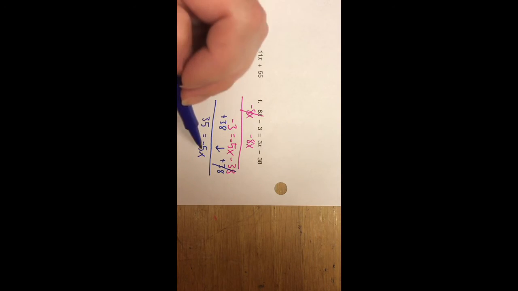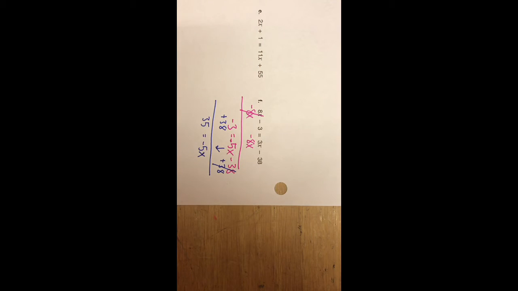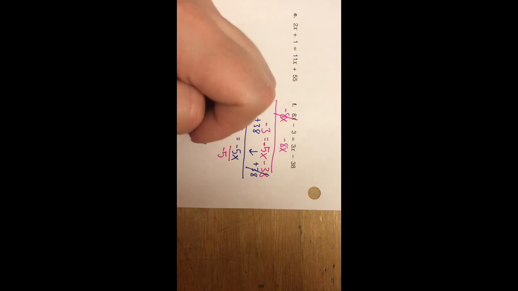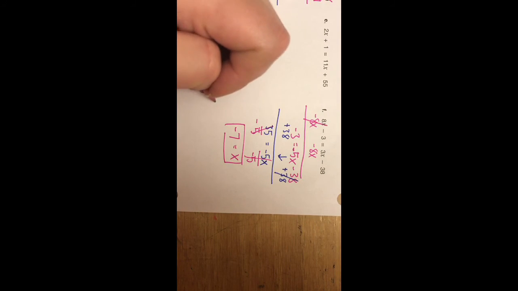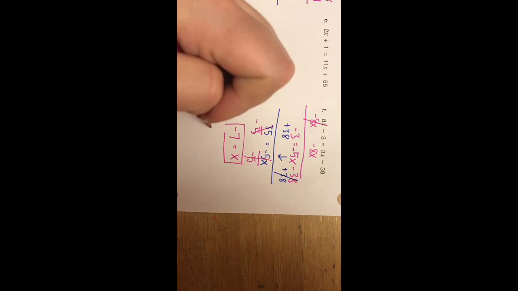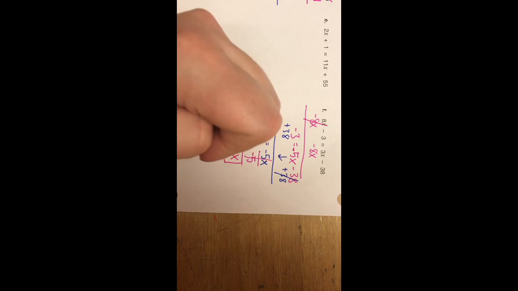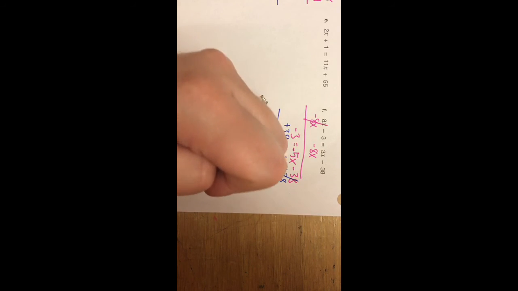And then I just have this negative 5 times x to equal 35, so I can go ahead and undo that with division. And I have 35 divided by negative 5 is going to equal negative 7. And over here, just x. And if I'm going to plug that back in to check, I have 8 times negative 7 minus 3 equals 3 times negative 7 minus 38.